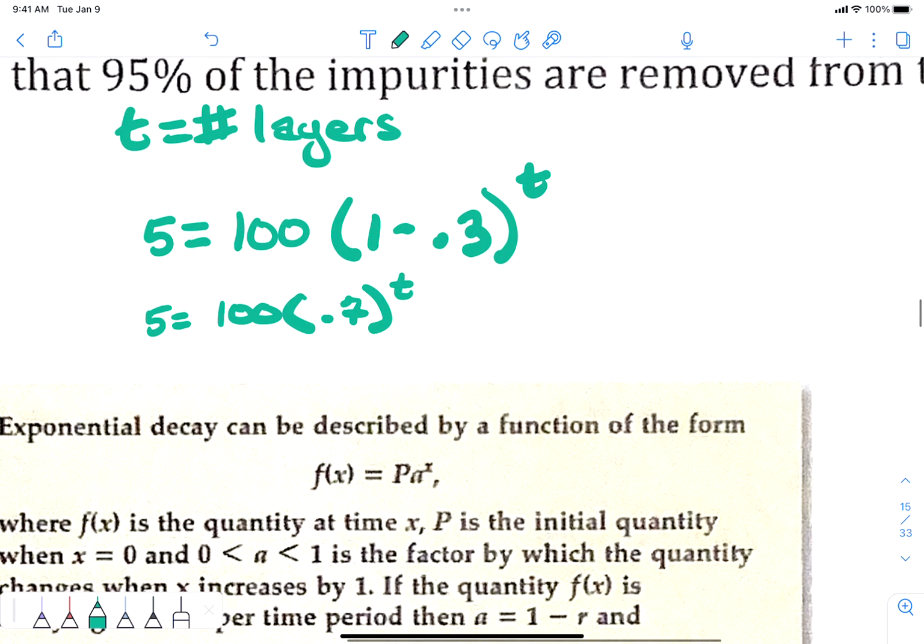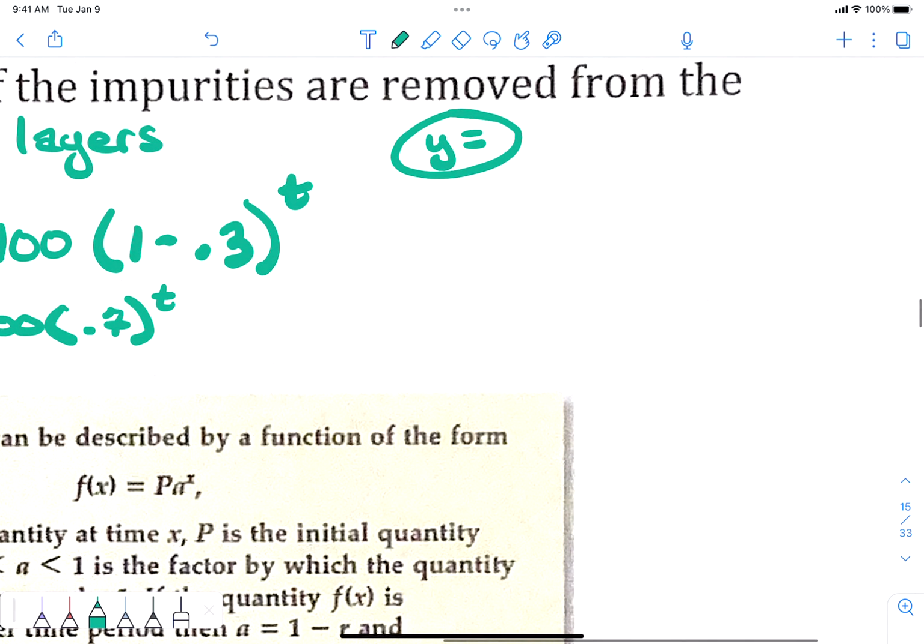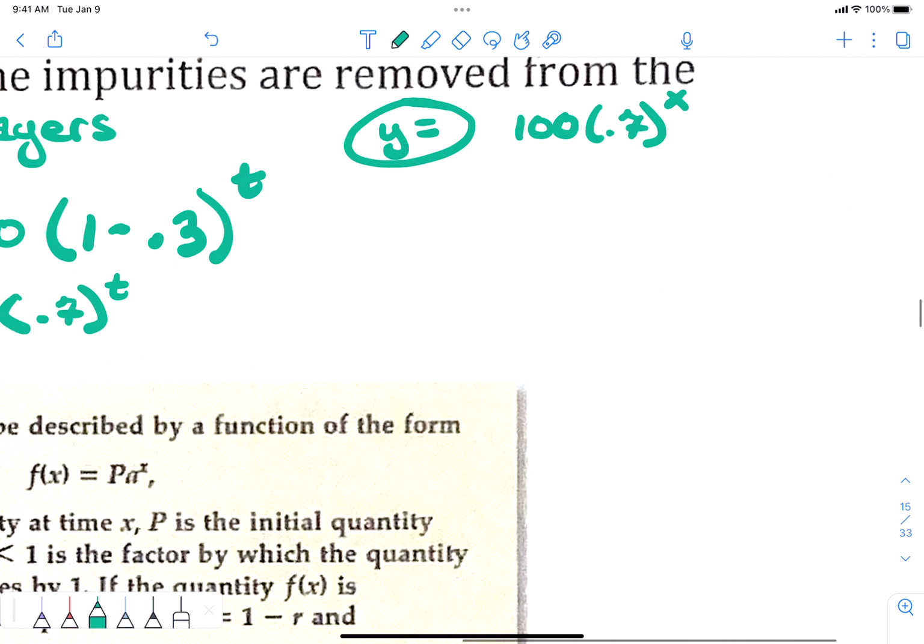So what I want you to do is, on your calculator, go to the y equals button, clear out your stuff, and type in just 100 times 0.7 to the x power under y equals. Okay, just go there. Table. Just go there. I'm gonna go see if I have a calculator back in my desk.